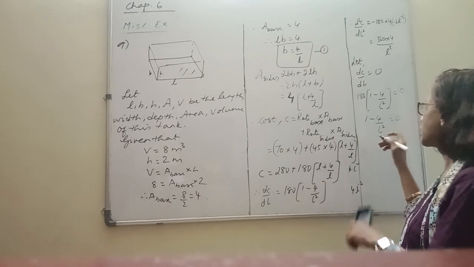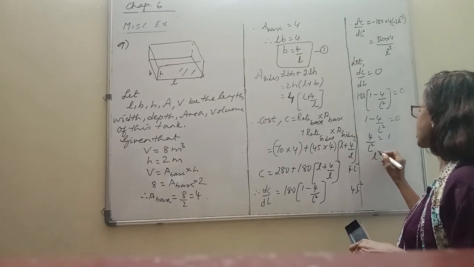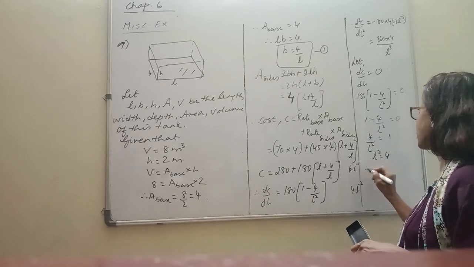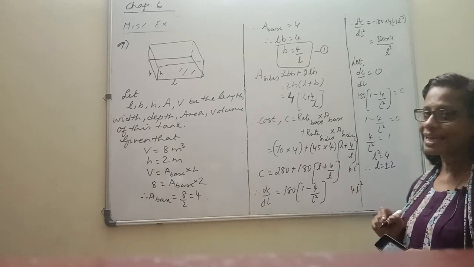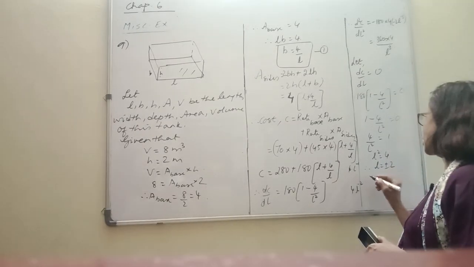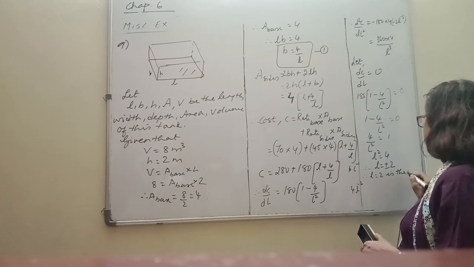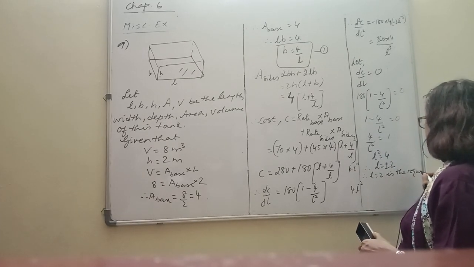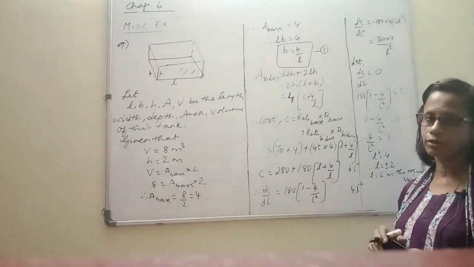Let's take the 4 over L squared to the other side. So you're left with 4 over L squared equal to 1, and your L squared becomes 4. That way your L value is plus or minus 2. But length can never be negative. So therefore you have L equal to 2 as the required value, since length cannot be negative.